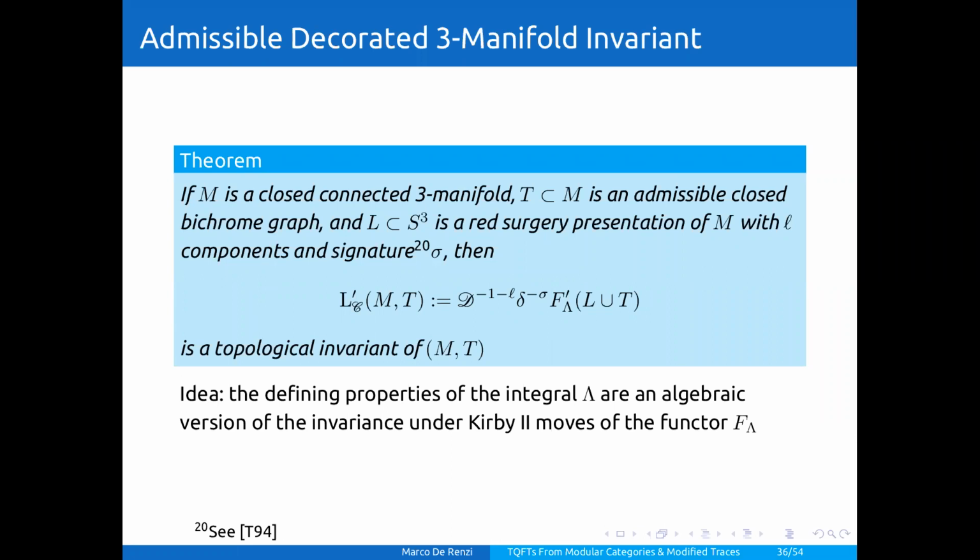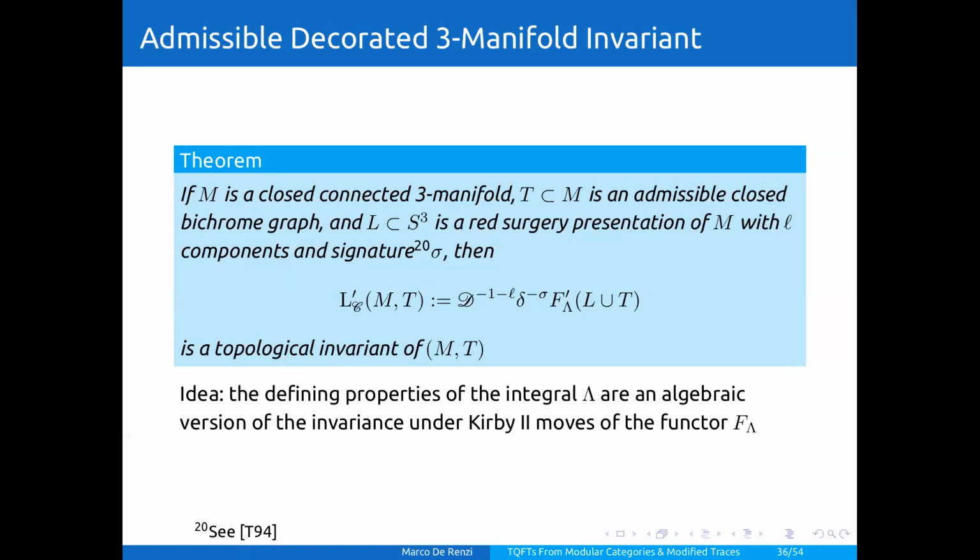Thank you everyone for coming back to this third and final talk in this short series on non-semisimple TQFTs. On Tuesday, I explained how to use a modular category C and also a modified trace on the ideal of projective objects of C in order to construct a topological invariant of closed connected three manifolds decorated with so-called admissible closed bichrome graphs. And I would like to start with a few remarks on what I told you on Tuesday.